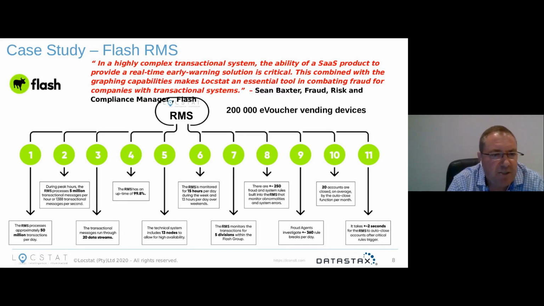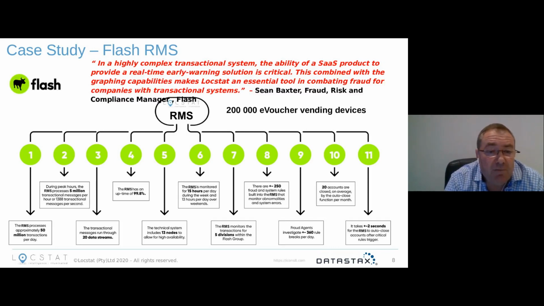So if you look at the Flash solution, Lockstat processes approximately 50 million transactions per day, and we monitor that for them for various risks and opportunities. It's not only their transaction environment, but also their production systems that we monitor in terms of performance or any problems on their production systems. During peak hours, we process about 5 million transactional messages per hour, and that's about 1,386 messages per second. We stream about 20 different data streams into the environment.